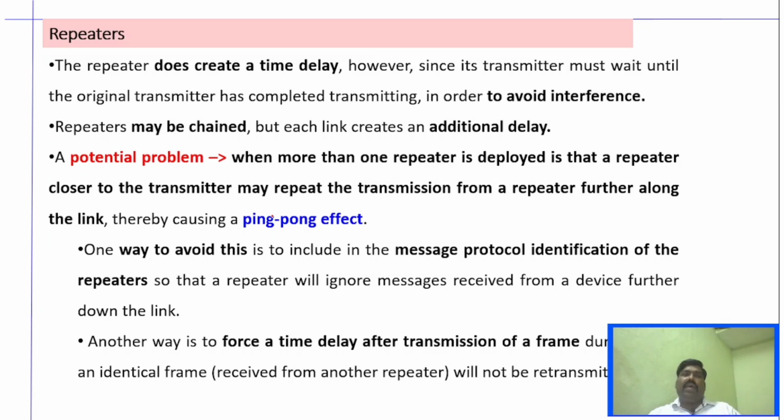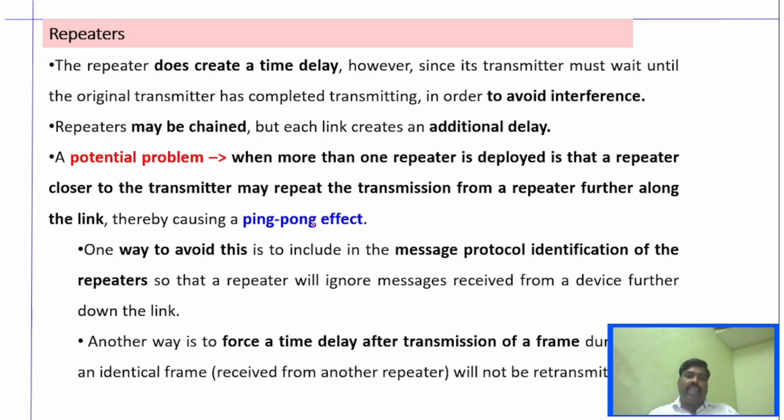a problem in repeaters. That is, when you use more than one repeater, there are chances that the repeater which is closer to the transmitter can repeat that particular transmission, or else one particular signal from a repeater can be sent back to the same repeater, so that it causes the ping pong effect, right? That is, a signal can be sent back and forth to the same repeater in a loop, right? This will create congestion and this will degrade the performance of the particular system, right?